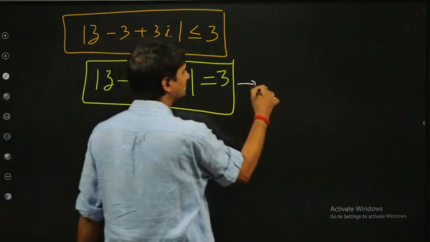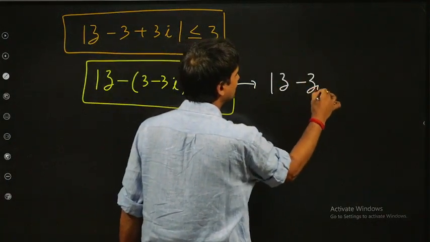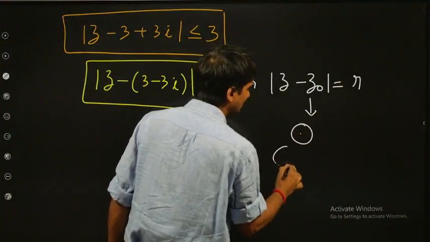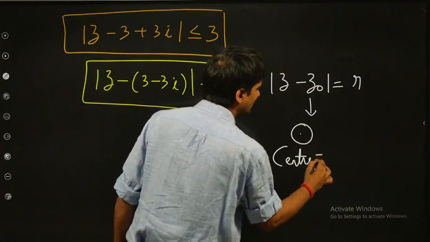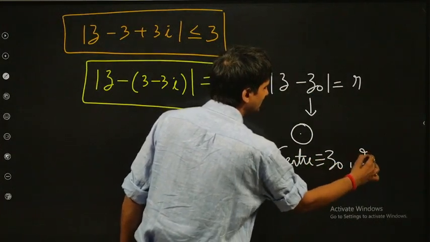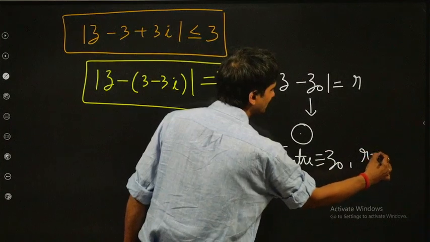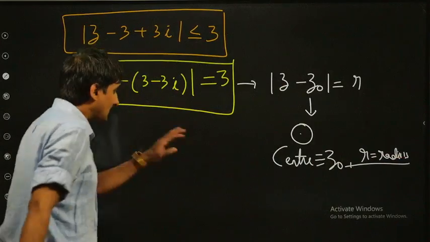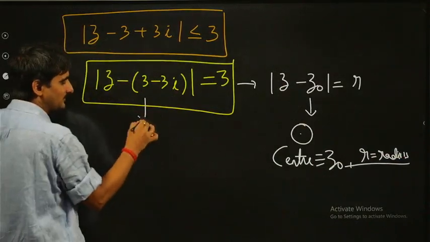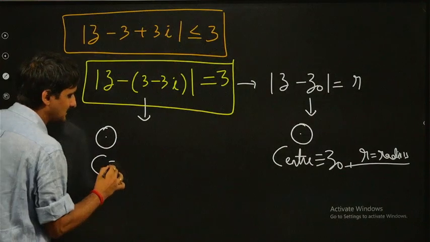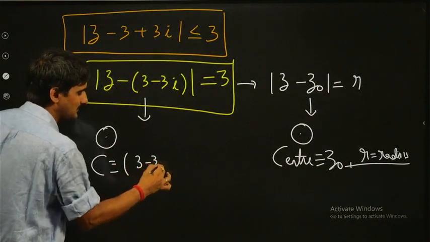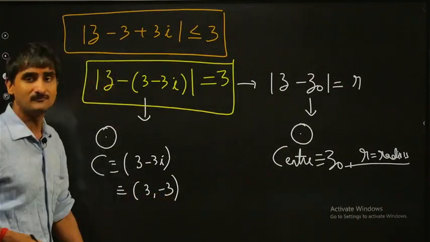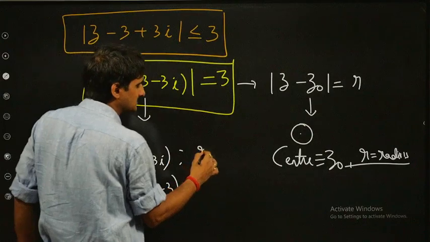This is similar to modulus of z minus z naught equal to r, which represents a circle whose center is z naught and radius is r. So compare it with that one. You know that this is a circle with center at 3 minus 3 iota, that is 3 comma minus 3, in which quadrant? In the fourth quadrant. And radius is also 3.